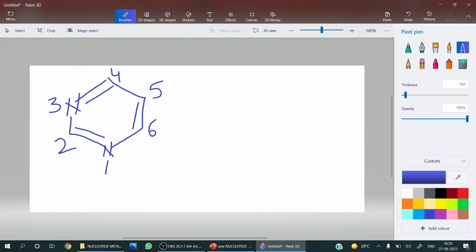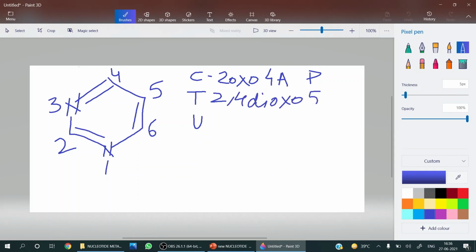By substituting different groups, there are three pyrimidine bases: cytosine, thymine and uracil. Cytosine is 2-oxo 4-amino pyrimidine. Then thymine is 2,4-dioxo 5-methyl pyrimidine, and uracil is only 2,4-dioxo. So it is very easy to remember pyrimidine. The only thing you have to remember is 2 and 4. So cytosine is 2-oxo 4-amino.